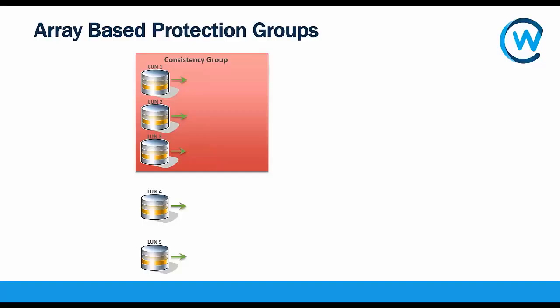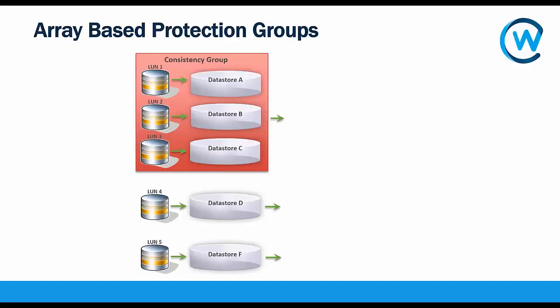So we're just going to discuss array-based protection groups. In here we've got a consistency group at the top, and this is just a grouping of different data stores in VMware. So you've got data store A, data store B, data store C, and they're backed by LUN 1, 2, and 3 on the actual storage array.